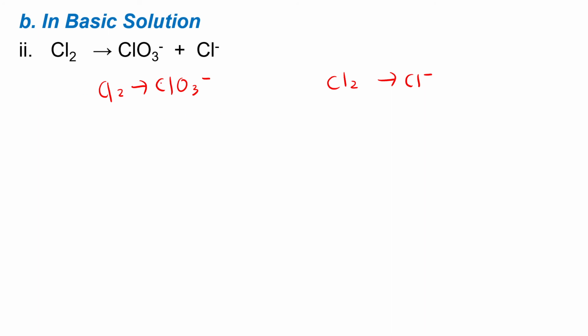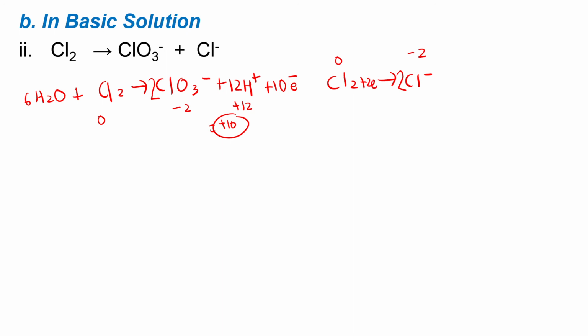So balance for elements, so 2Cl. Then we have 3 times 2, 6O. So we add 6H2O. So 12H. So we add 12H plus. So here 0 charge, this one negative 2, positive 12. So we have positive 10. So we add 10 electron on your right hand side. So here we have 2Cl, 1Cl. So we add 2 to have 2Cl. So charge negative 2. So this one 0. So we plus 2 electron.